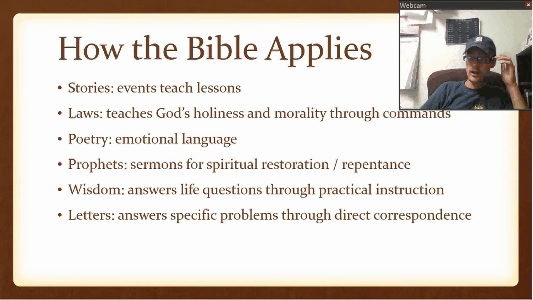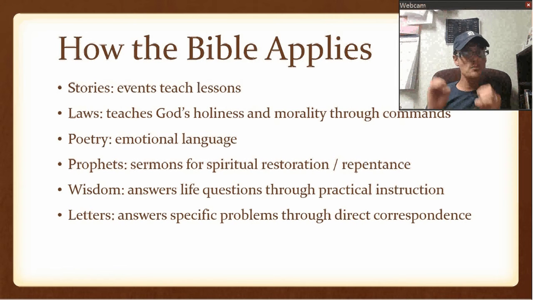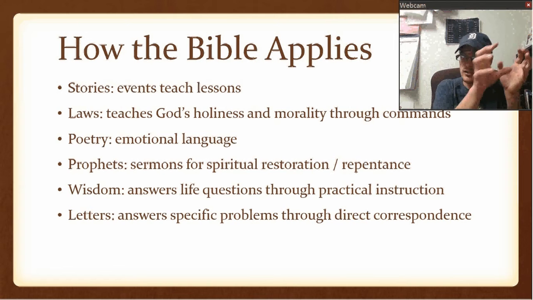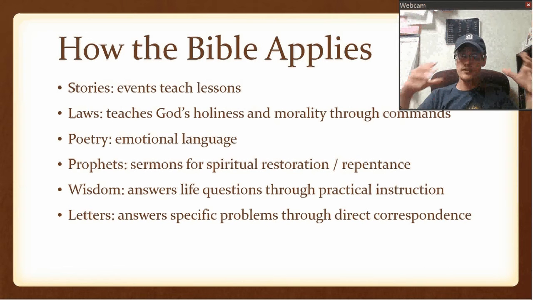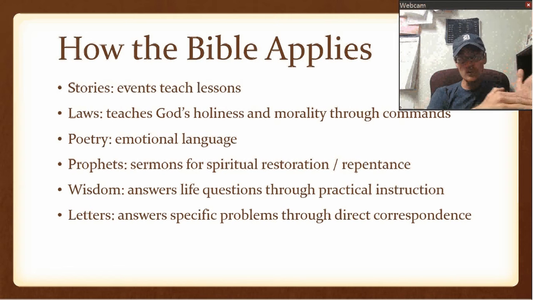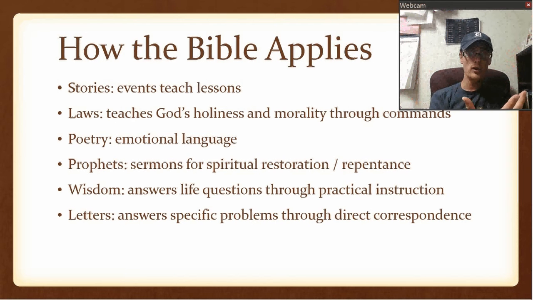Then there's the letters. Now, these are situation specific, which means they were a letter written by someone specifically to address a certain problem or issue. So the letters answer specific problems through direct correspondence. They were writing directly to the person that the problem was about. 1 Corinthians was written to the church in a city called Corinth, and Paul was addressing problems that they were having. Does that make sense?